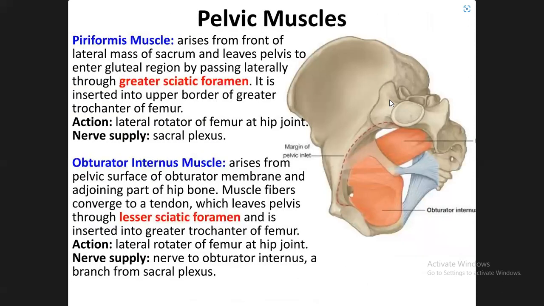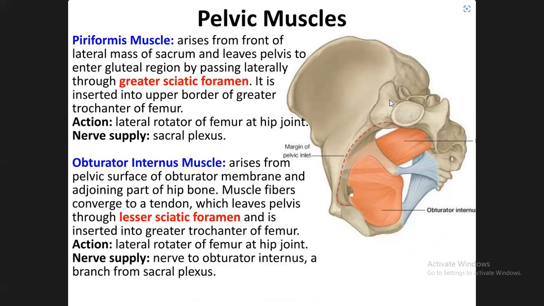Right. And the muscles that you find, the piriformis muscle is the one that we said is on the posterior pelvic wall. It arises from the lateral mass of the sacrum and leaves the pelvis via the greater sciatic foramen to enter the gluteal region. It's going to be one of the small lateral rotators of the hip, which are found in the deep gluteal region. And in terms of its nerve supply, it's innervated by the sacral plexus.